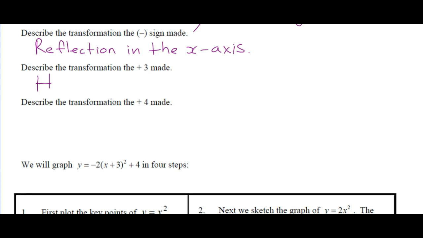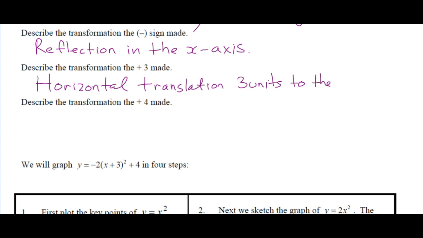Okay, so horizontal translation. I'm going to write it out in big words, but in future, if we're in a little box trying to fill stuff in, you could write HT. So horizontal translation, 3 units to the right. No, it'd be to the left. Yeah, it's to the left. Okay. I was relying on you guys that time.